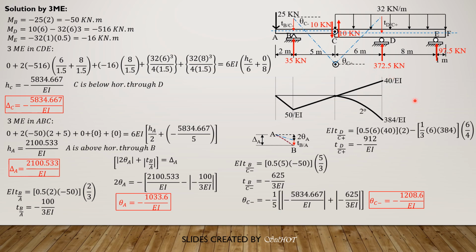So EI theta C plus is equal to positive 1 over 6 of the quantity absolute value of delta C plus the absolute value of the deviation of D relative to C just to the right. So solving for theta C just to the right, it is 1124.444 over EI, just like before.